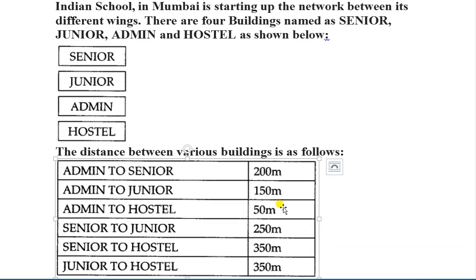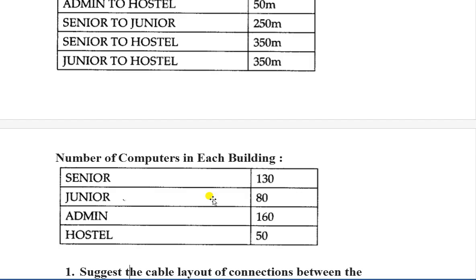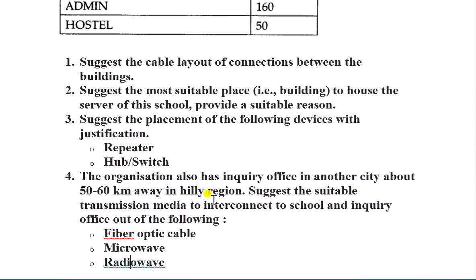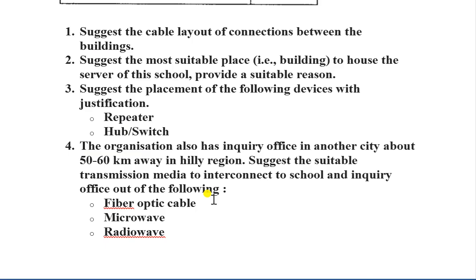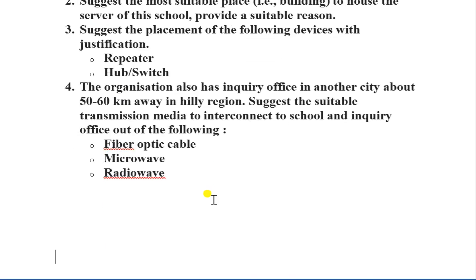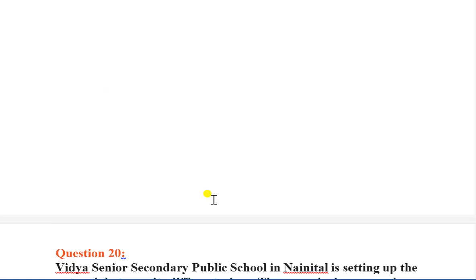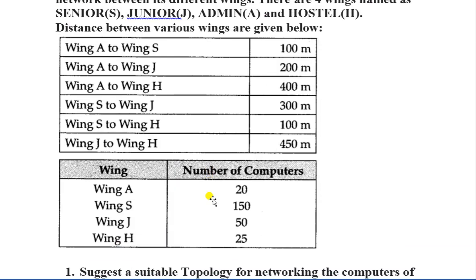Now question number 19. This Indian school in Mumbai is starting up the network between its different wings. So there are 4 buildings named senior, junior, admin and hostel. Okay, this question is also based on the case study. So you have to see the question. This is the number of computers and these 4 are the questions. Okay, then you have to give the answers. Now same, question number 20.